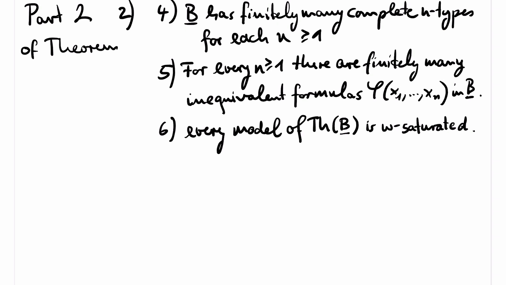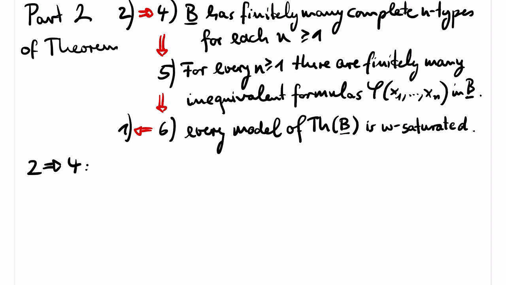We prove that 2 implies 4, 4 implies 5, 5 implies 6, and then 6 implies 1, which we already know is equivalent to 2. So this shows that indeed all these properties are equivalent. Recall that 2 states that all types of B are principal.